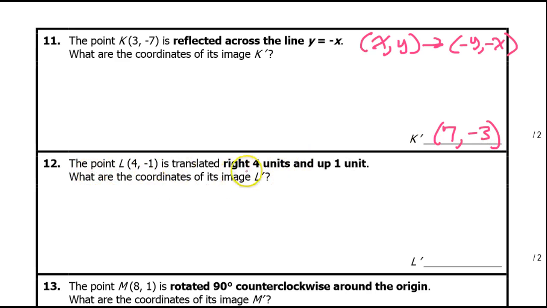This point is translated right 4 and up 1. Okay, right 4, so that means I'm going to add 4 to the x value. And up 1 means we have to add 1 to the y value. So that's going to make 8, 0. +1 plus -1 is 0.